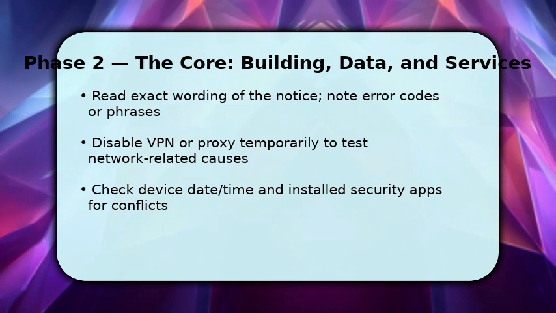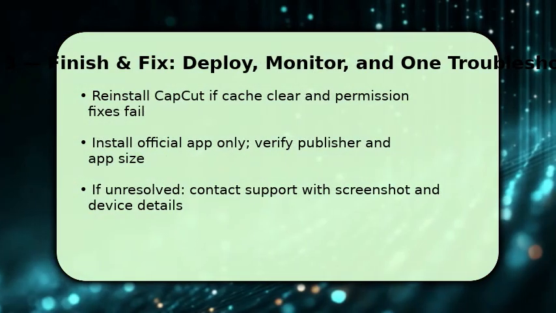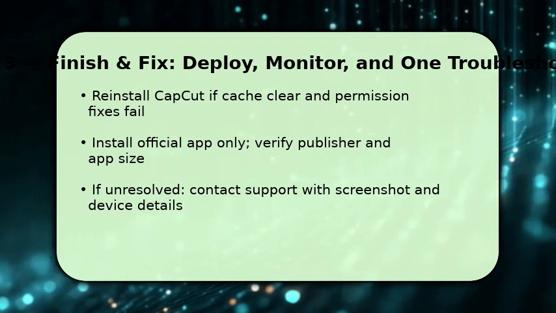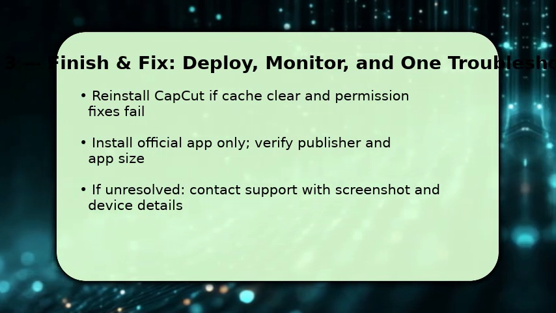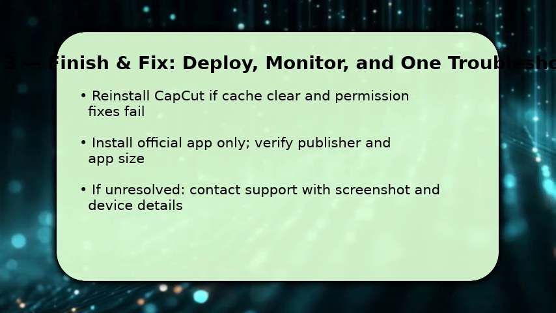To resolve, remove and reinstall CapCut from the official App Store. This replaces corrupted files and refreshes app signatures. Make sure you download the app by the verified publisher and check the app size. Tampered APKs often differ. After reinstall, reapply permissions and retest features that triggered the notice.